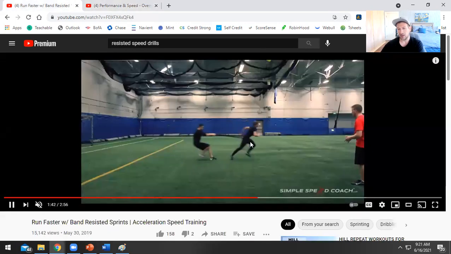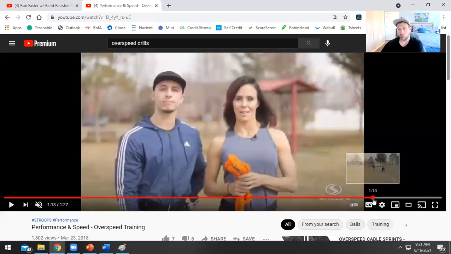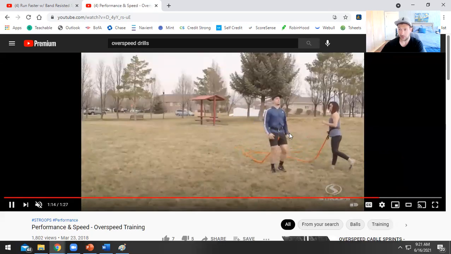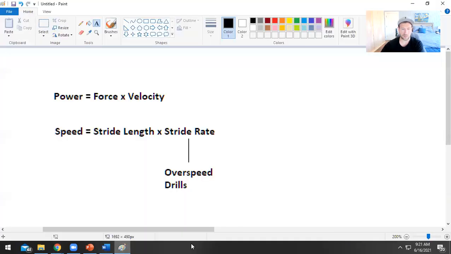So see here, she's really leaning forward. This is working on force production. And then here, we're very much working on force velocity, right? So this would be a really good example of resisted speed drills, okay? Resisted speed drills are also a really great way to improve your speed. So it might be something kind of like this.